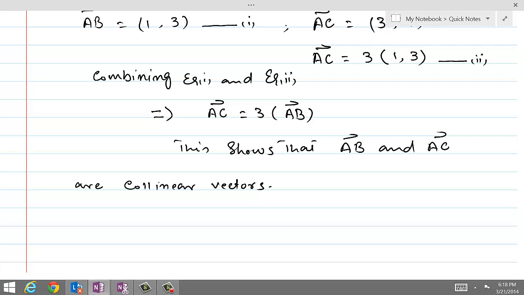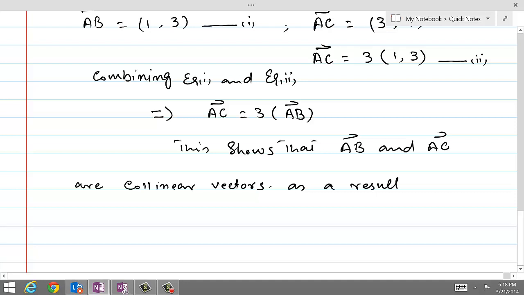Collinear vectors mean there must exist a scalar number, which is 3 in this case, so that both vectors are scalar multiples of each other, which is the case here. So they are collinear vectors, and this proves that the points A, B, C are collinear. As a result, A, B, C are collinear points.